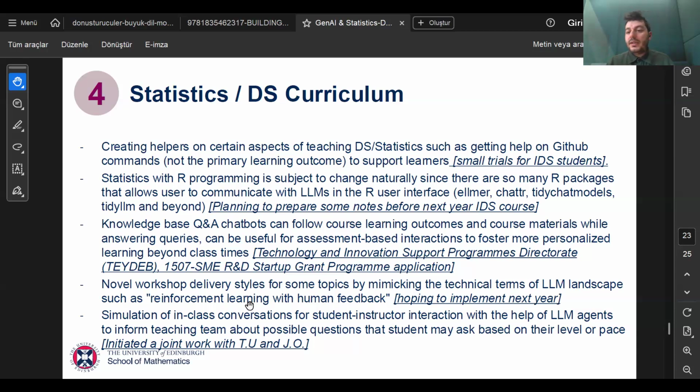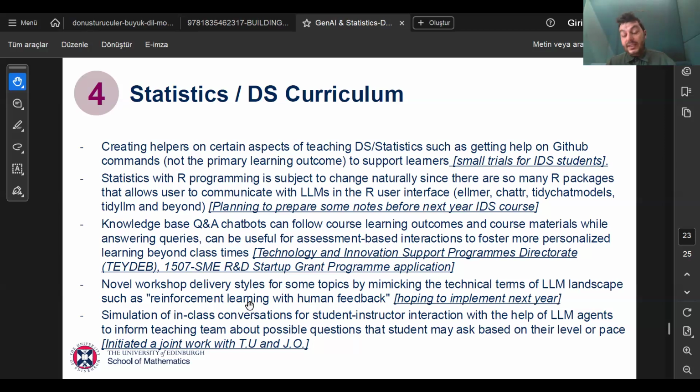There are some R packages as well, allowing us to interact with LLMs already. Even the Posit company itself announced something. So from that point of view, statistics courses with R programming are a kind of subject to change in the near future. This is my, let's say, personal humble guess.